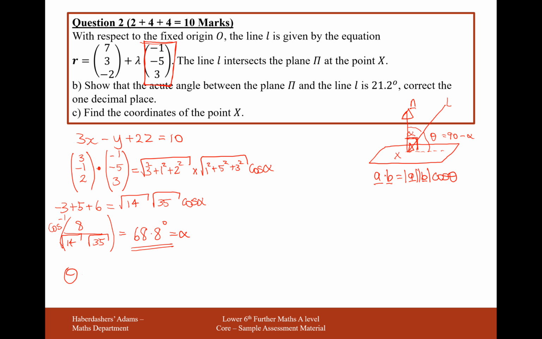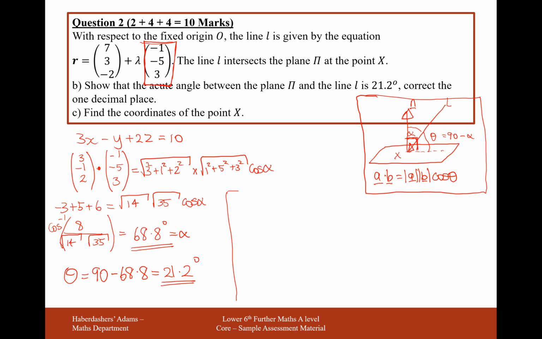So therefore the angle between the line and the plane is therefore going to be theta equals 90 minus 68.8, which is going to be 21.2. Okay, so as I say, this part here is what you need to be revising, the diagram, and knowing that when you find the angle between a line and a plane, you need to find the angle between the two lines and then just do a 90 minus it. Okay, so that's part B done.